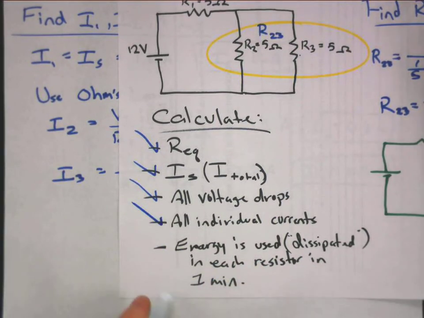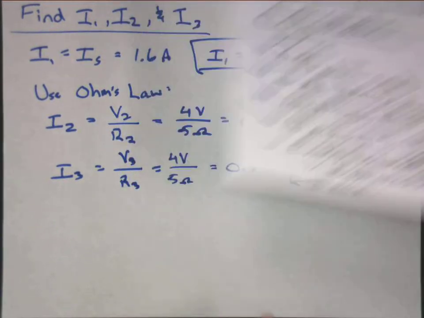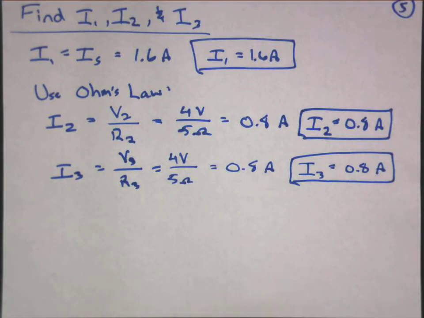I just have one more step to go through. I have to find the energy dissipated in each resistor in 1 minute. All right. So in order to do this, let's see. I'm tired of blue. Let's go to the green.